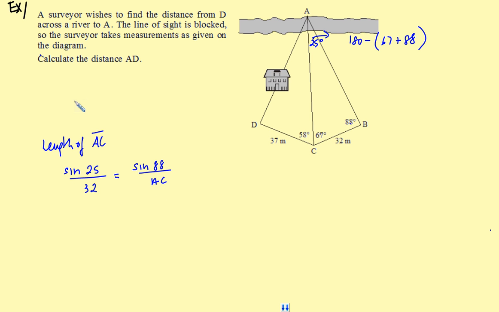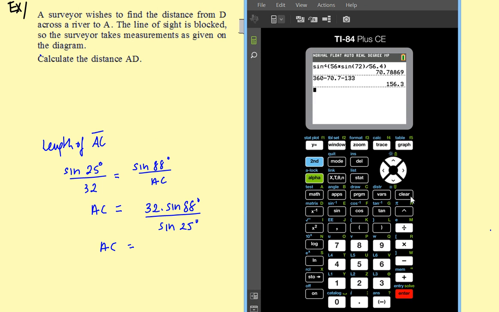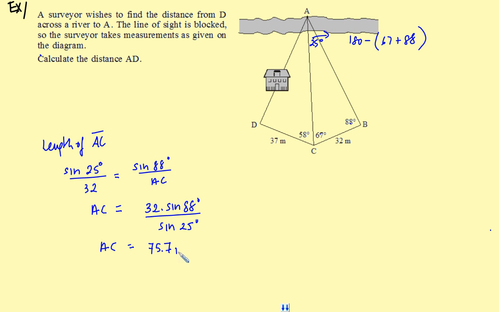Now I rearrange everything so that AC will be equal to 32 times the sine of 88 degrees, divided by the sine of 25. So again, using our calculator, we'll say 32 times the sine of 88, close the bracket, enter, divided by the sine of 25. And close bracket, enter, and we get 75.7. So AC is equal to 75.7 meters.